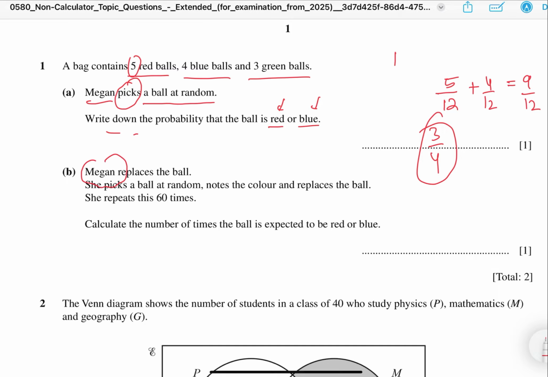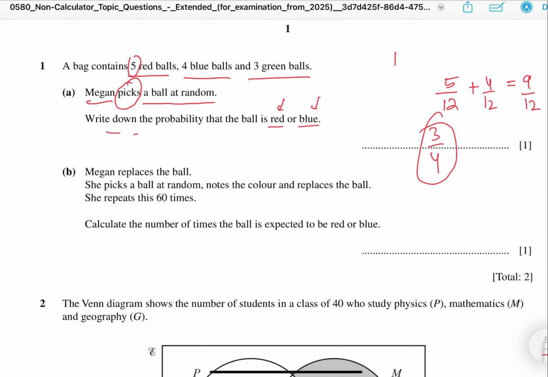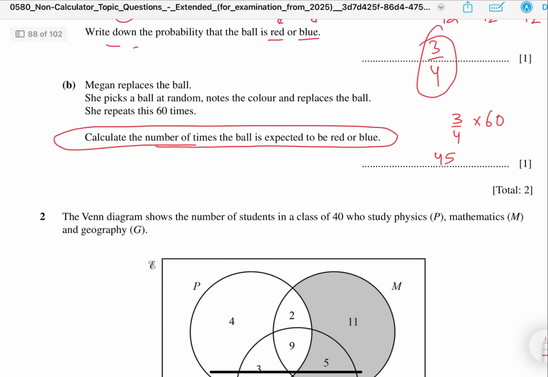Megan replaces the ball. She picks a ball at random, notes the color, and replaces the ball. She repeats this 60 times. See, if a ball is drawn at random, all balls are equiprobable. Calculate the number of times the ball is expected to be red or blue. Now look very carefully. She did this 60 times. What is the probability of red or blue? That was 3 by 4. So 3 by 4 times 60 will give us 45 as the answer.